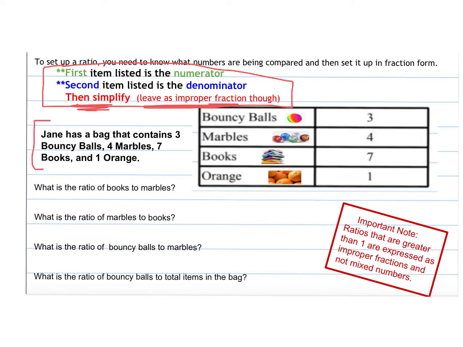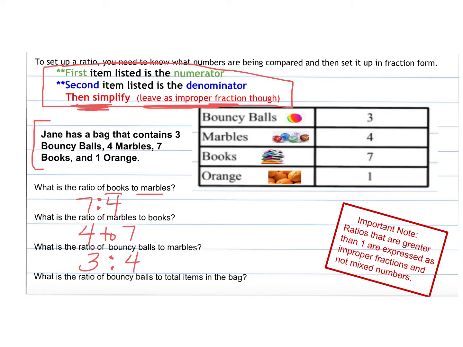So Jane has a bag that contains 3 bouncy balls, 4 marbles, 7 books, and 1 orange. What is the ratio of books to marbles? So we have 7 books to 4 marbles, so the ratio would be 7 to 4. What is the ratio of marbles to books? So marbles comes first, and then books, so 4 to 7. What is the ratio of bouncy balls to marbles? So bouncy balls is 3, to marbles is 4, so then it'd be 3 to 4.